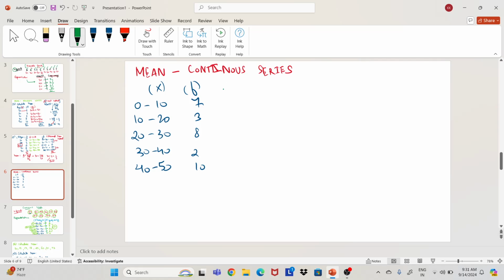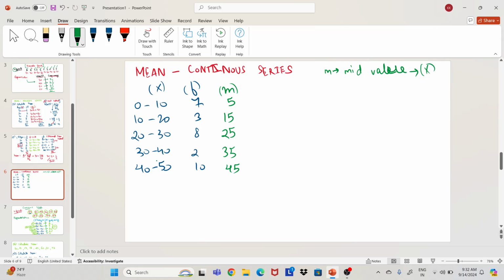First of all, you need to calculate m. What does m stand for? M means the mid value. Mid value of what? Mid value of x. So the mid value of 0 to 10 is 5, the mid value of 10 to 20 is 15, the mid value of 20 to 30 is 25, 30 to 40 is 35, and this is 45.